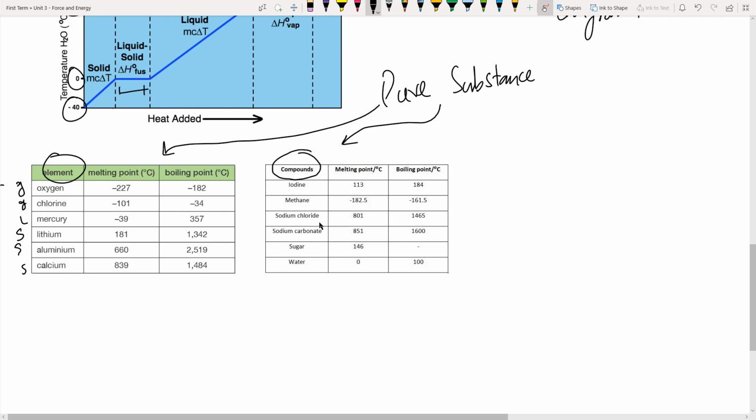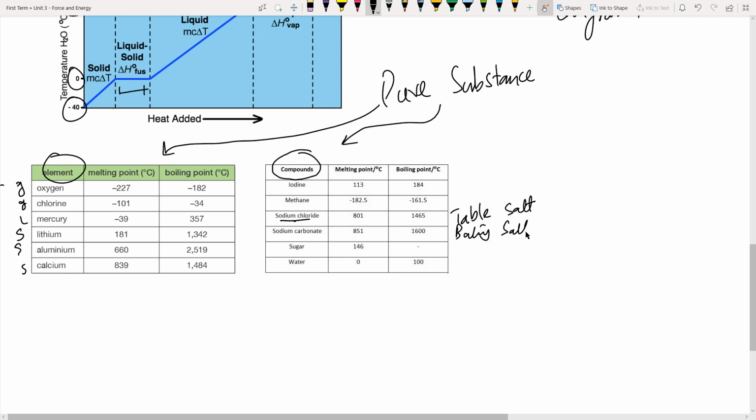Now, when we look at the compounds, iodine, right? We have methane, we have sodium chloride, we have sodium carbonate. This is what we call table salt, right? I'll write the name so that you may remember. This is table salt, the common salt that we eat, sodium chloride, right? Then we have sodium carbonate, which is called baking soda, right? Carbonate, salt, baking salt, right? That's the baking salt.